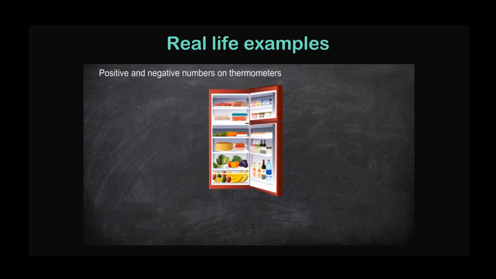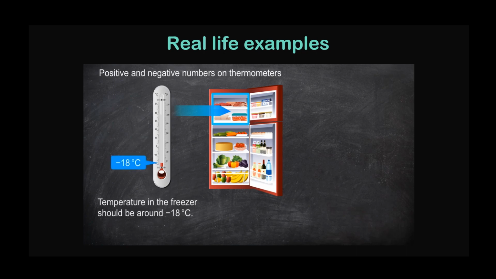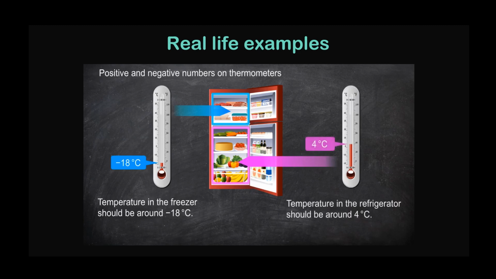Do you know that the optimal temperature in the freezer of a refrigerator is around negative 18 degrees Celsius, and that in the other compartments is around 4 degrees Celsius? It is because different foodstuffs require different temperatures to keep them fresh for a long time. Note that a positive number such as positive 4 degrees Celsius can be written without the positive sign.